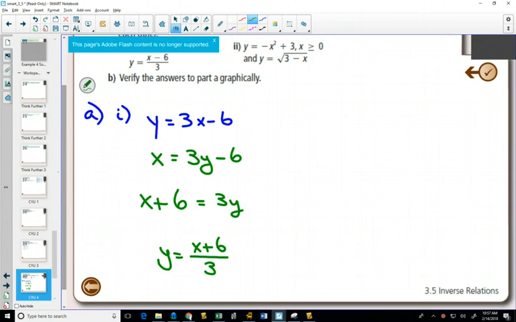Does that match with the equation that they've given? They have y equals x minus 6 divided by 3. We got y equals x plus 6 divided by 3. So they don't match. They're not inverses.